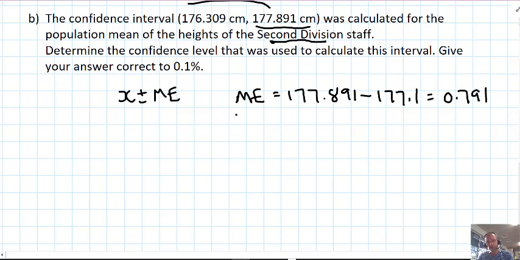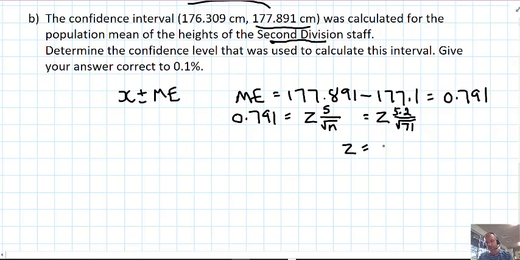Now the margin of error 0.791 is related to our confidence interval formula, and so the margin of error part is Z times S over root N, which we have, we don't have the Z quantile, that's what we're trying to find. Well, that's on the way to what we're trying to find. But we do have S, and S is 5.2 from the table above, and N is 71, so it's square root of 71.